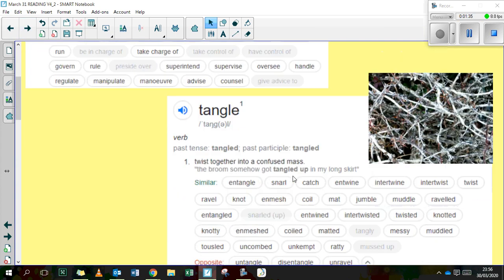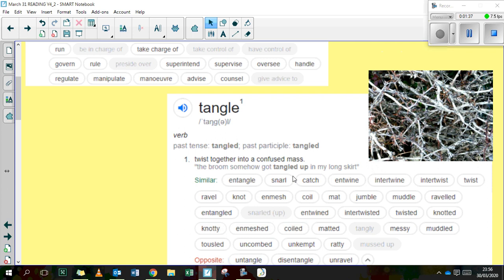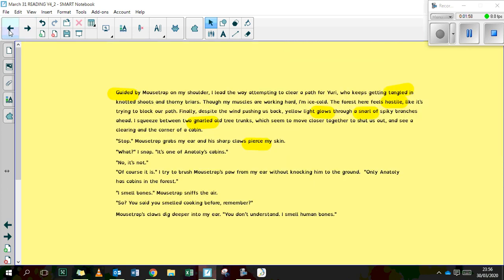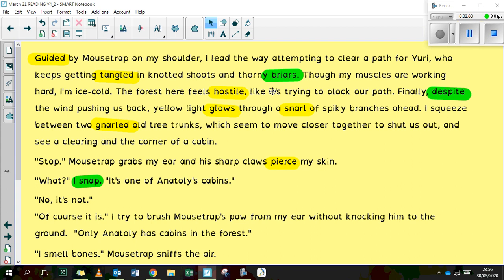Okay, so a tangle is when something gets caught and entwined. So it's twisted together in a confused mass. And here's a picture here of some thorny briars and thorny bushes that Yuri was getting tangled up in and stuck in this mess of thorns. So hopefully that describes that a little bit better.